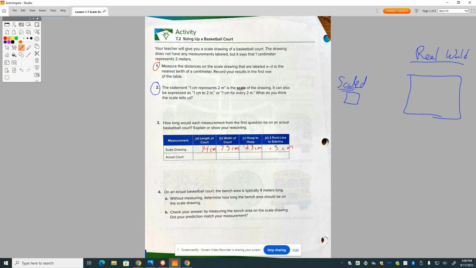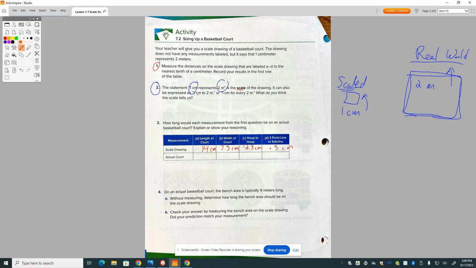So, what does this tell us? This tells us that if I have 1 centimeter for every 2 meters, that 1 centimeter in our scale drawing is going to represent 2 actual meters in the real world. So for this basketball court, if I were to measure 1 centimeter on the drawing, then in the real world representation it would be 2 meters.